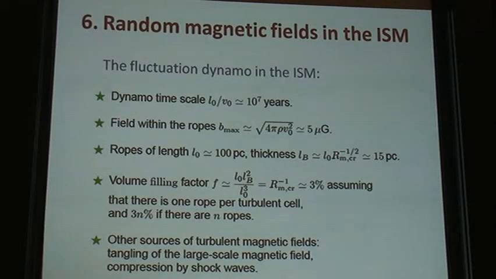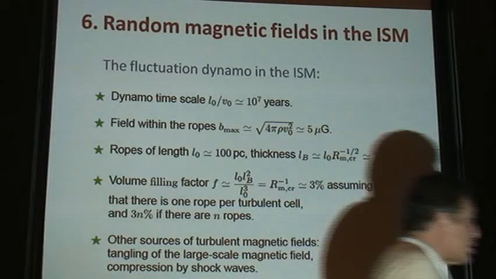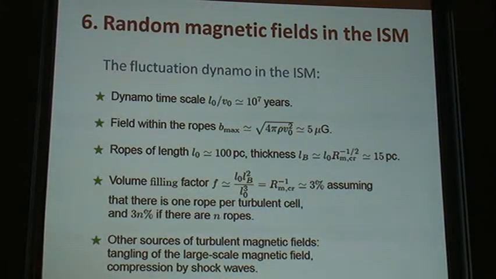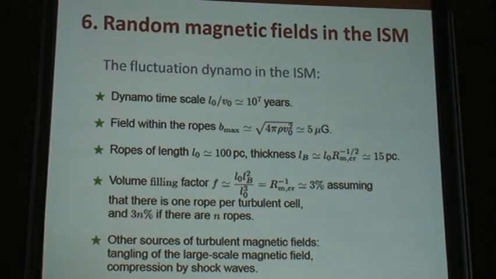There are also random magnetic fields. I will not be spending time on this. I better talk for a short while about the clusters. It will be more interesting. Not much is known about the magnetic fields in the ISM, the interstellar medium, for a simple reason.